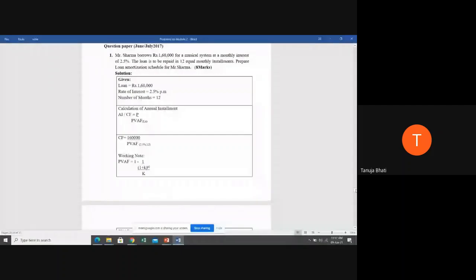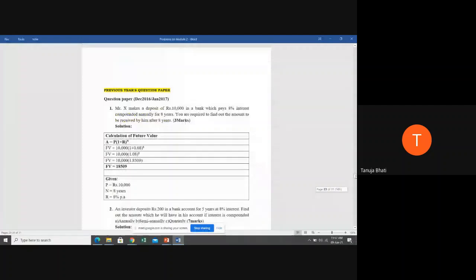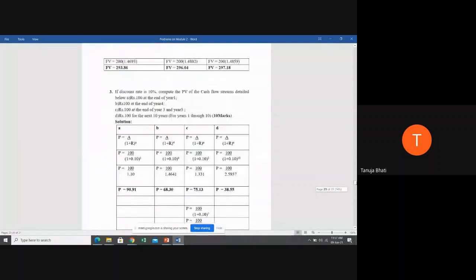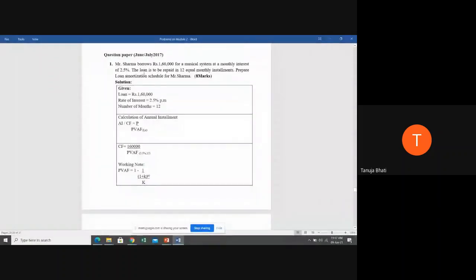We have completed one question paper where only three questions were asked regarding this particular chapter. One was for 3 marks, one for 7 marks, and one for 10 marks. Now moving ahead to the question paper for June July 2017. Here it is for 8 marks. Earlier the question pattern was different, 3, 7, 10. So the marks pattern keeps on changing. So now this was for 8 marks in the June July 2017 question paper.